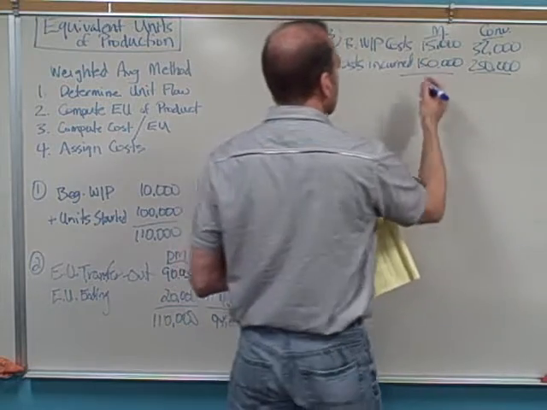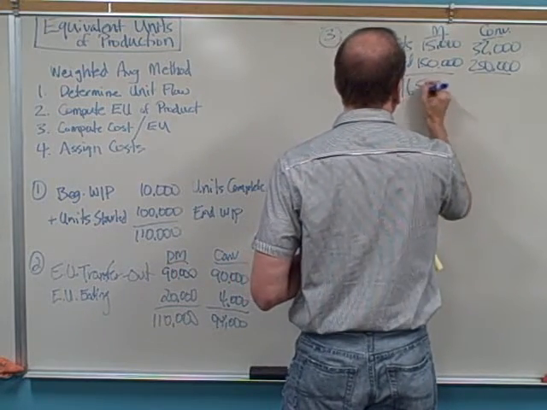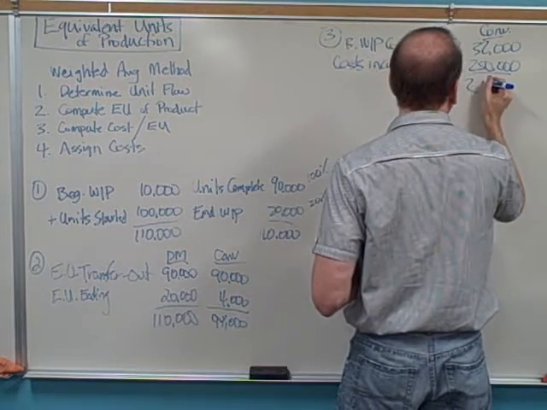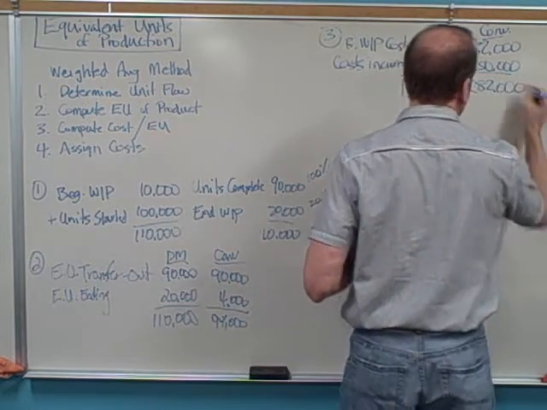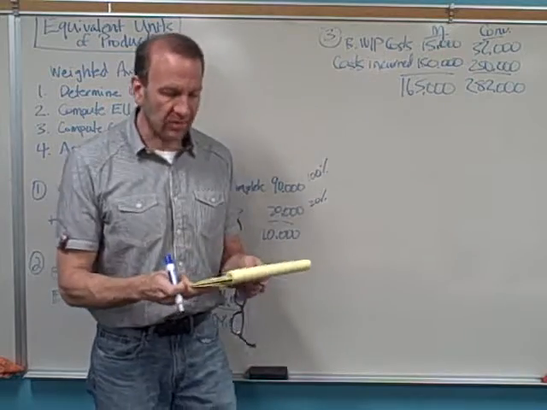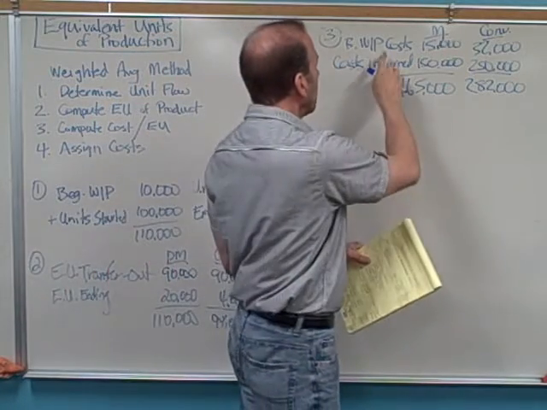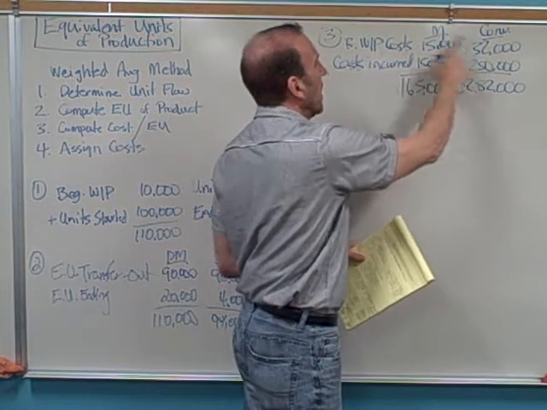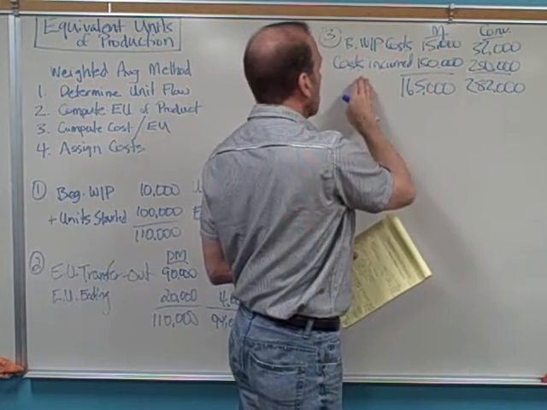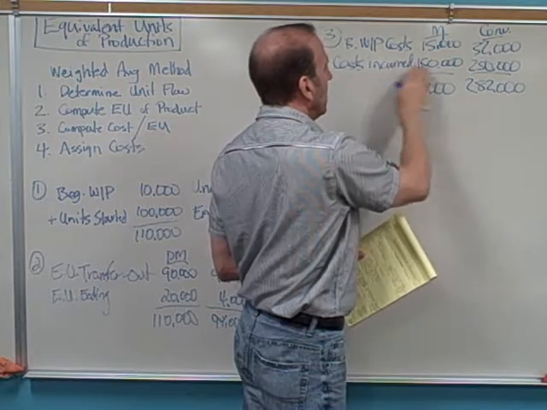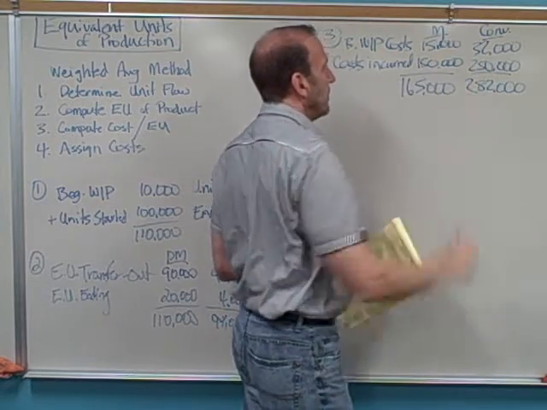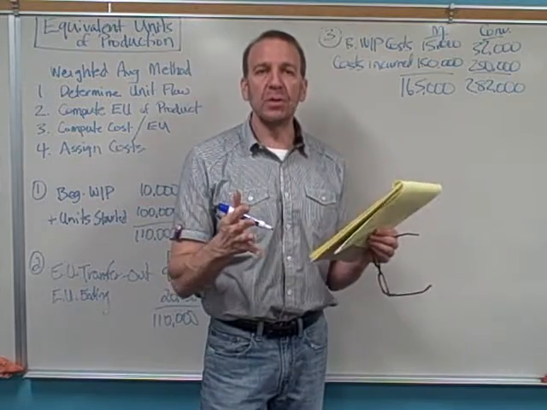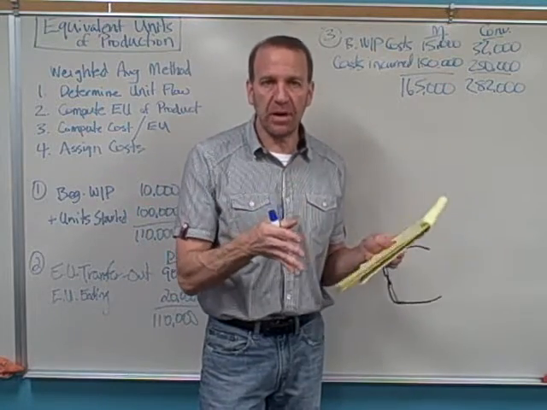Okay, so now we add these up, we get 165,000 here, and we get 282,000 here. So there are our costs. This is our beginning work in process. The costs that are there, 15,000. The costs that are in conversion, 32,000. Our costs incurred during the period, 150,000 in materials, 250,000 in conversion costs. So these are all the costs that have come into this process in this time period.